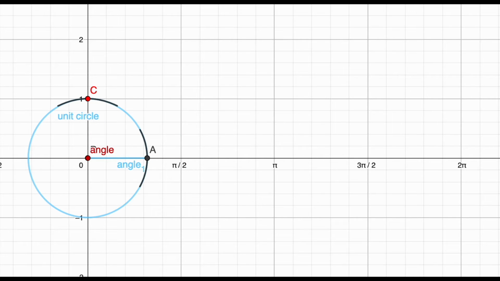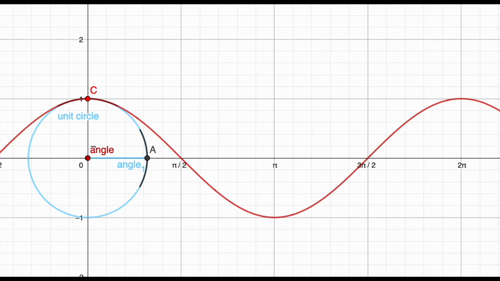So it does follow a curve that looks like this. This is our cosine curve. You can see that at certain points, like pi over 2, it's 0, at 0 it's 1, and at 2 pi, where it comes back to what it was, it's 1.